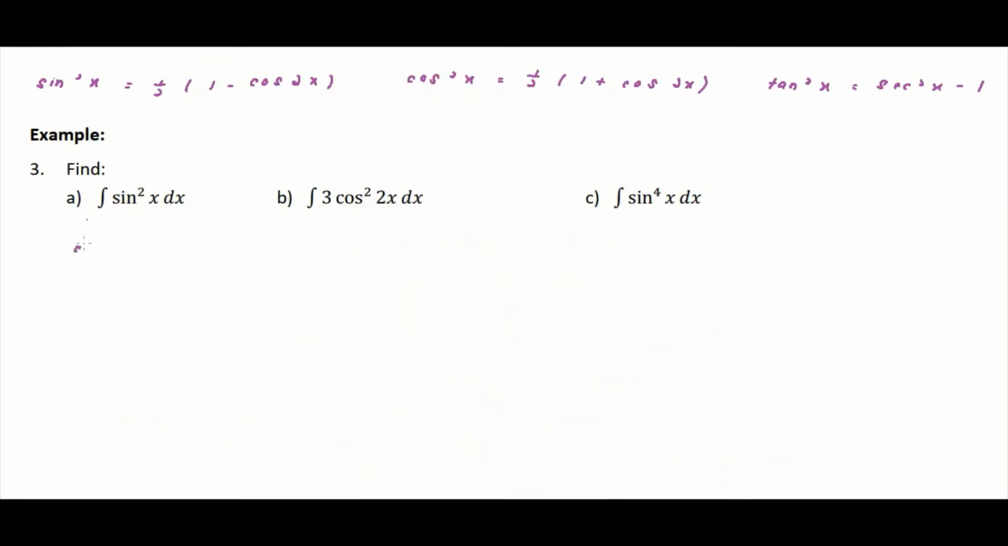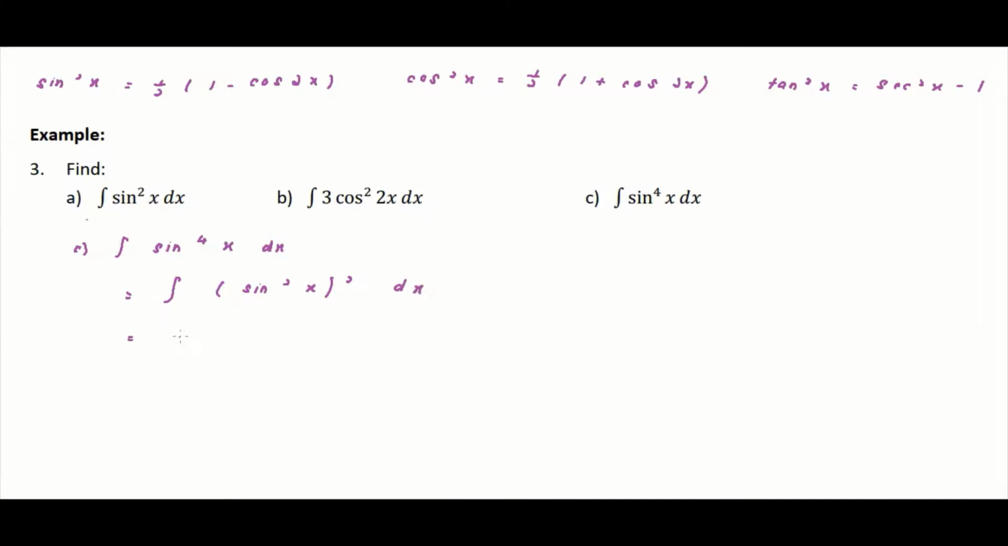Okay, c, integrate sine to the power of 4 x dx. Okay, so for this one, you might need to do a longer step for the substitution part because you need to get rid of the sine 4 here. So sine to the power of 4, if you were to simplify this, you can always write it in the form of sine square x, squared, correct? So this is what you need to do.